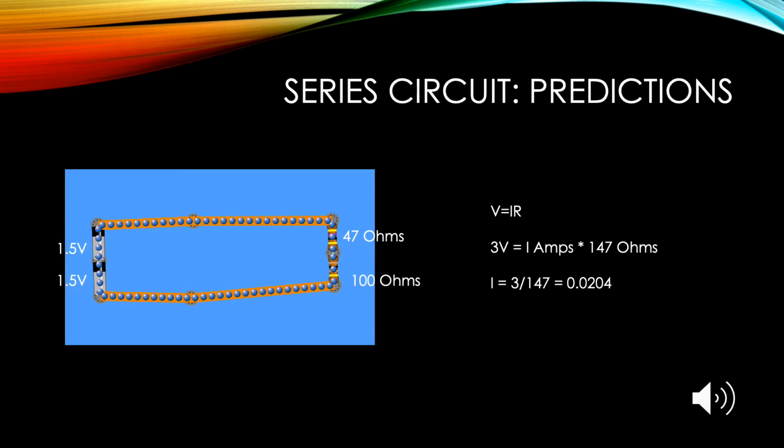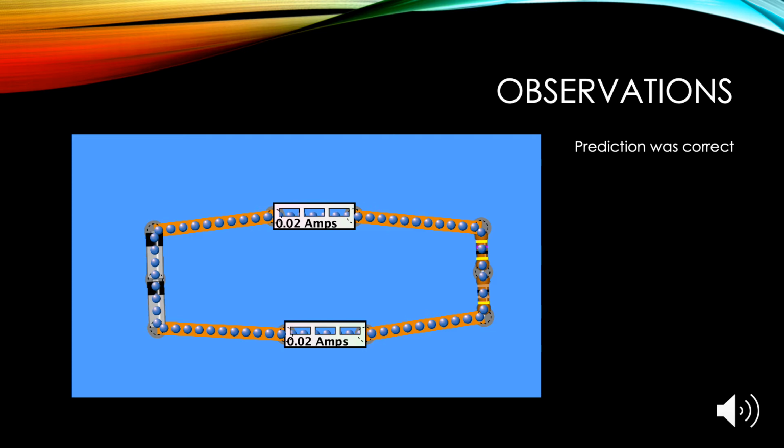The first activity we had to complete was to create a series circuit with 2 resistors, one of 47 and one of 100 ohms, along with 2 batteries of 1.5 volts each. To predict the current at both the top wire and the bottom wire, we used V equals IR to discover that the predicted current should be 0.0204 amps. Using the ammeter located in the lab, we were able to discover that this prediction was correct, and the current flowing through the top and bottom wires was both 0.02 amps.